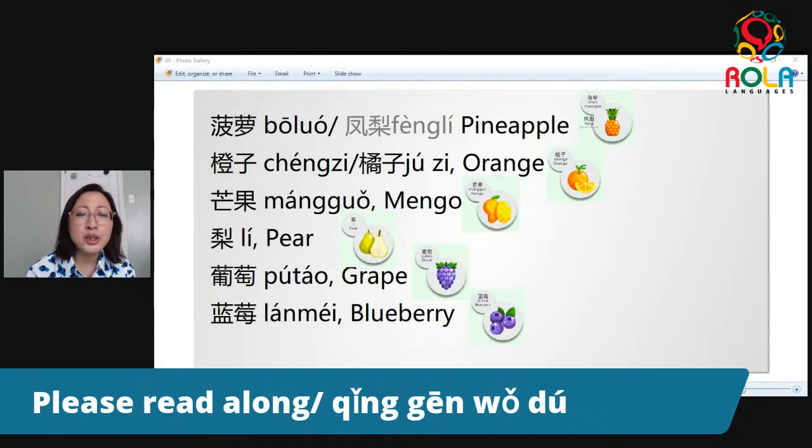But I think it's pretty widely known that people in mainland China would know 凤梨. Technically, in our mind, it's like 菠萝 equals 凤梨. Okay, and next one.